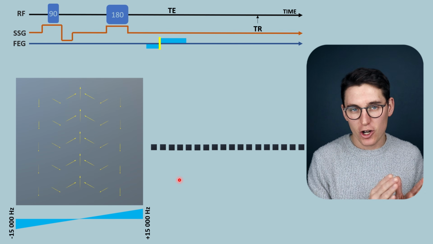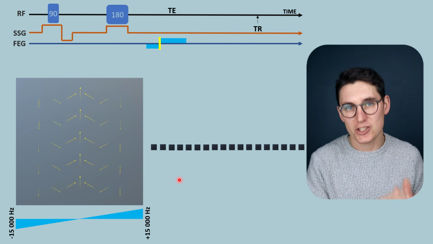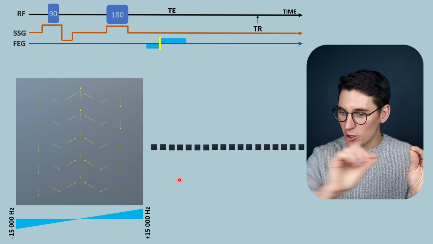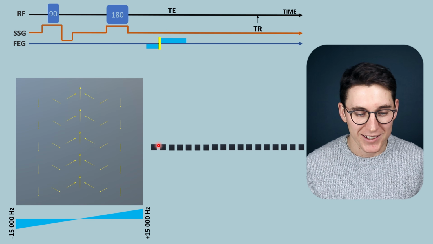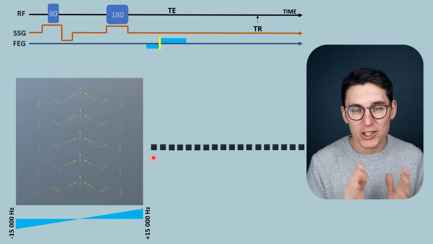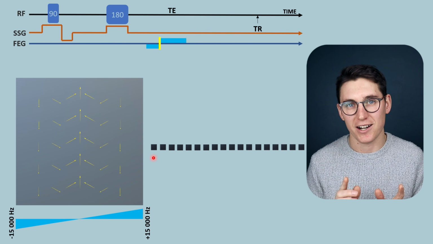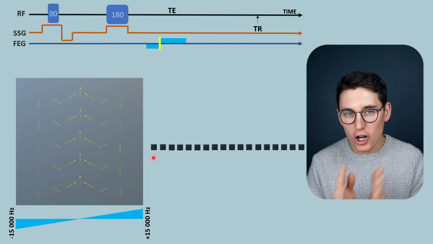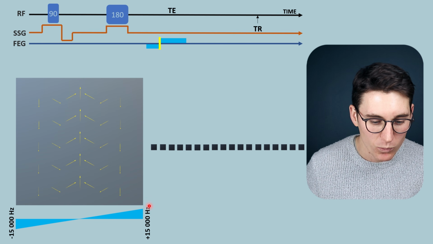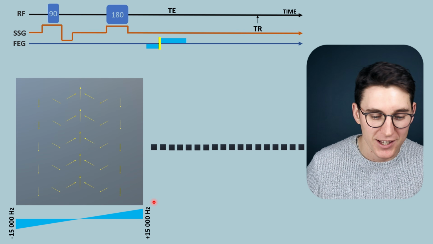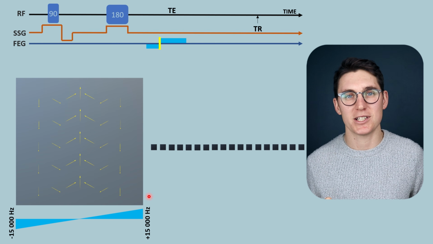Now, we need to sample the signal coming from the entire slice 256 times if we want 256 pixels within the x-axis. We need to work out then how much time we have for each one of these samples. And the way we work that out is by figuring out what sampling rate do we need. Now the sampling rate we need will determine whether we can accurately represent this 15,000 Hertz, the Nyquist limit.